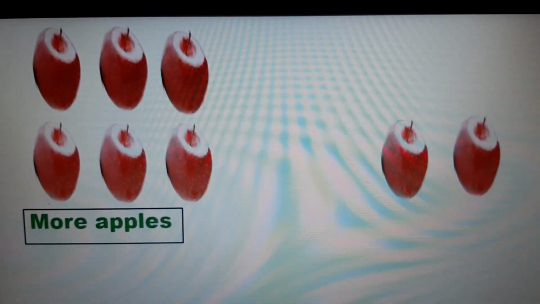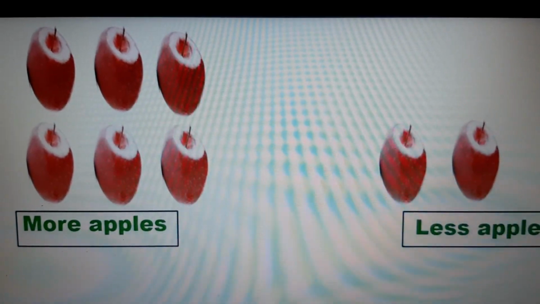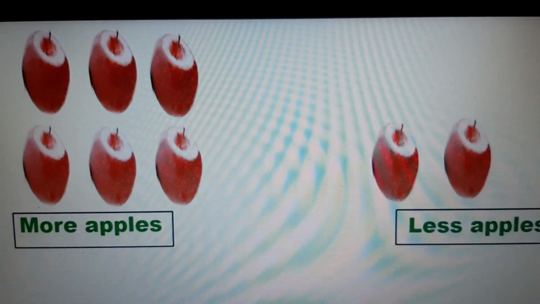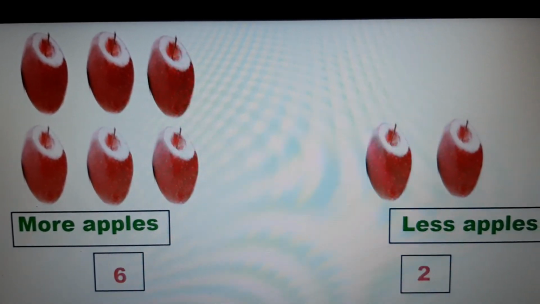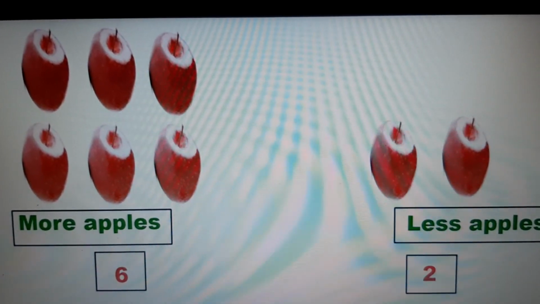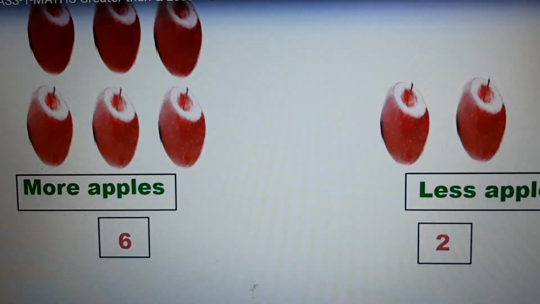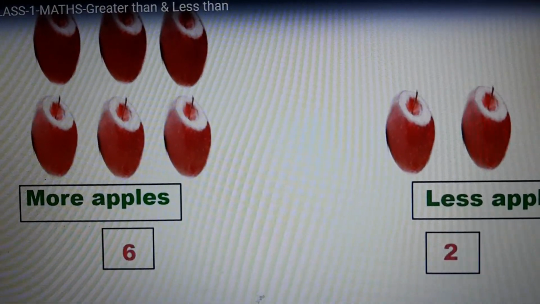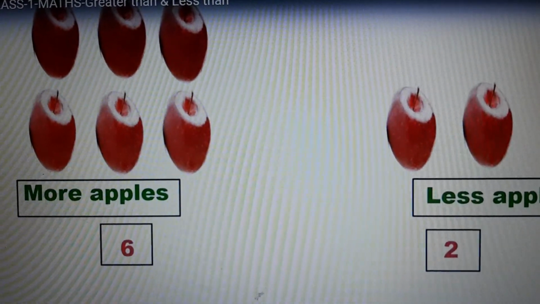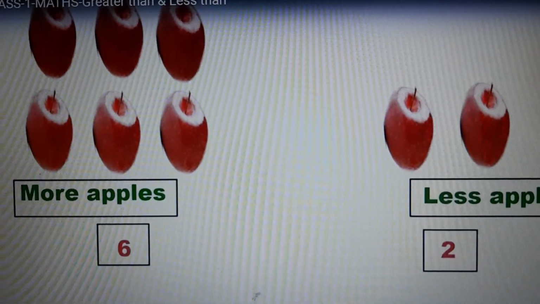Now, here there are some apples. There are some apples towards the left and some apples towards the right. Now, let's count. These apples are more and these apples are less. Let's count them. 1, 2, 3, 4, 5, 6 apples. And on the right side we have 2 apples. Now children, tell me, 6 apples are more or 2 apples are more? Yes, 6 apples are more and 2 are less.